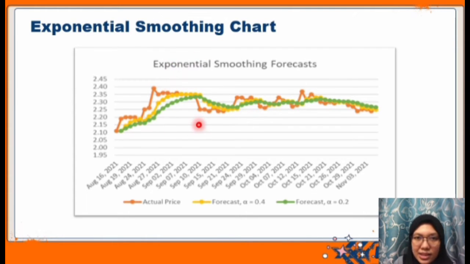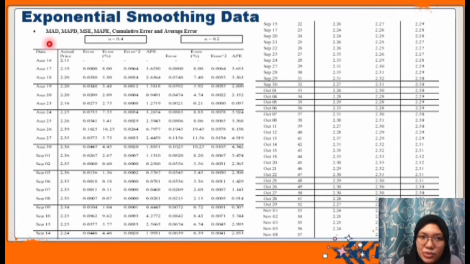Here we can see the forecast using the higher smoothing constant, alpha 0.4, reacts more strongly to changes in price than the forecast with the lower constant, alpha 0.2. So here is the exponential smoothing data for the MAD, MAPD, MSE, MAPE, cumulative error, and average error, based on alpha 0.4 and alpha 0.2.